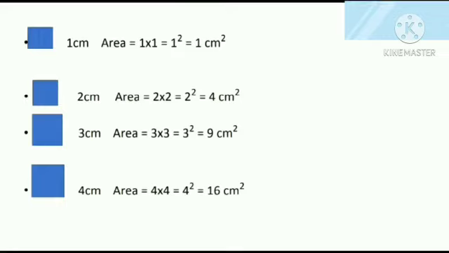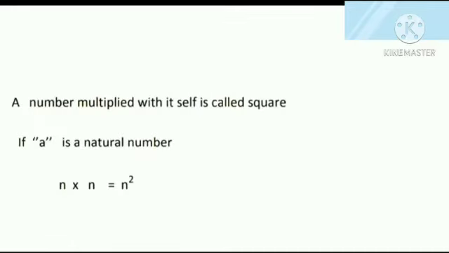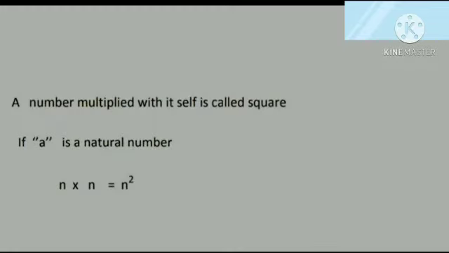Based on this, we can easily state the definition of a square. A number multiplied by itself is called a square. If n is a natural number, then n into n is equal to n square.